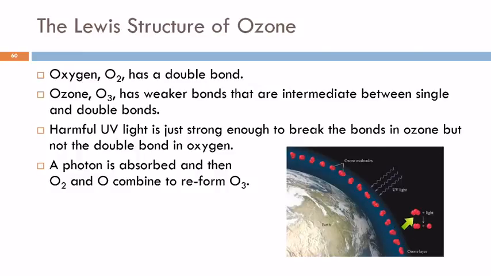And the reason that chlorofluorocarbons can destroy the ozone layer is because they mess up this reaction, the reforming of the ozone. Yay, we finished the chapter.